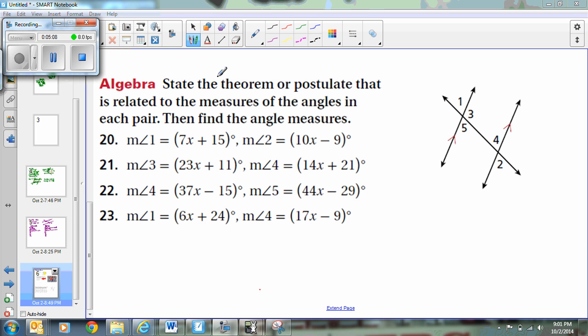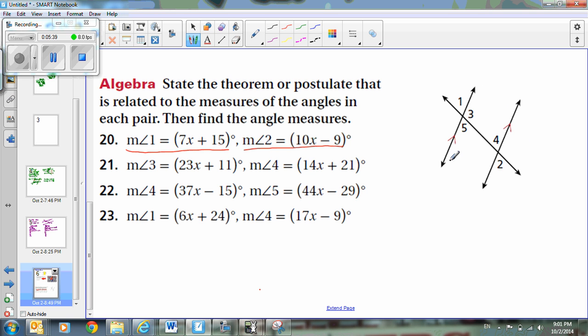All right, let me give you a couple of hints for number 20. The directions say, state the theorem or postulate that is related to the measure of the angles in each pair, and then find the angle measure. All right, so number 20 is giving us that the measure of angle 1 is 7x plus 15, and the measure of angle 2 is 10x minus 9. So take a look at your diagram. Here is angle 1, here is angle 2.